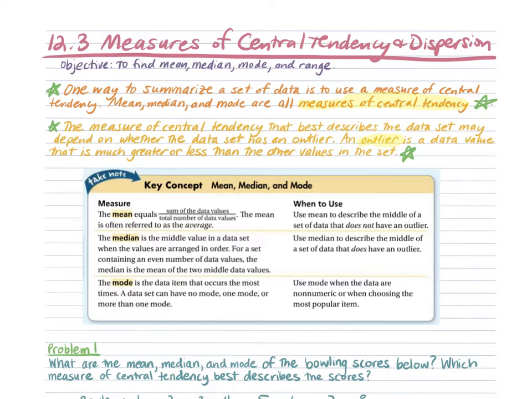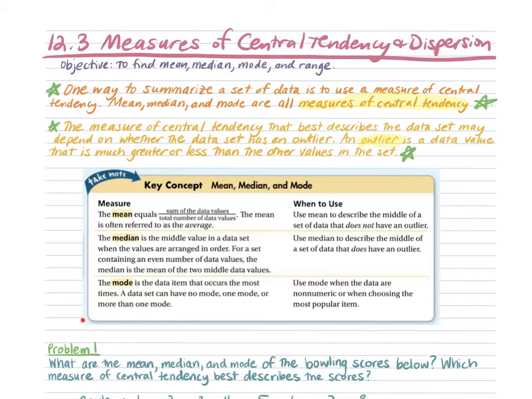To start off, mean, median, and mode are all measures of central tendency. That's the umbrella term for mean, median, and mode, and it's just different ways of summarizing a set of data. The measure of central tendency that makes the most sense for a data set depends on whether or not it has an outlier. An outlier is a data value that is much greater or less than other values in the set.